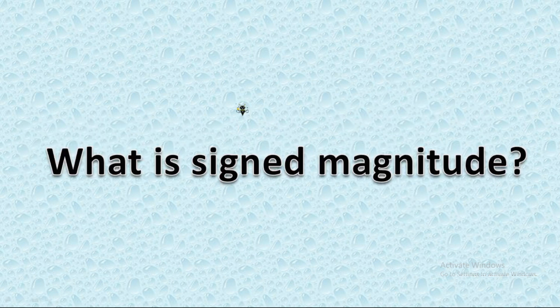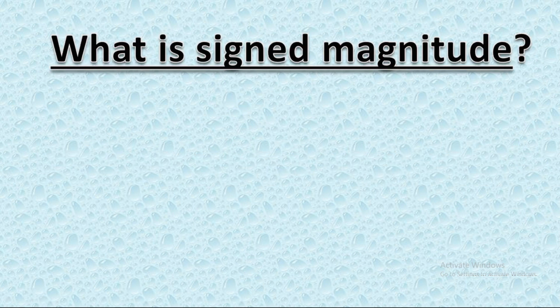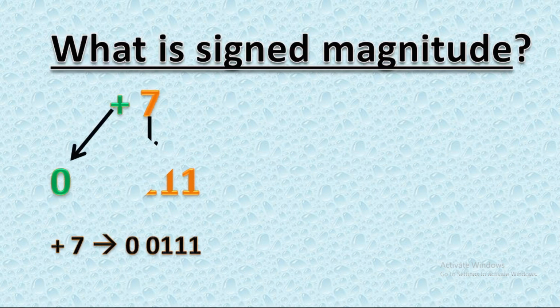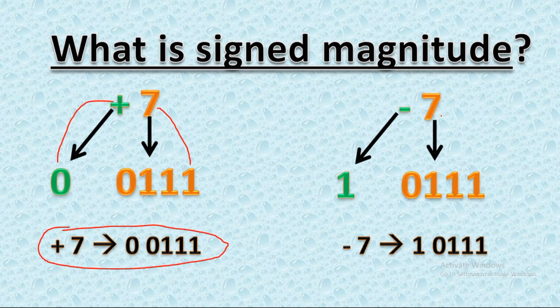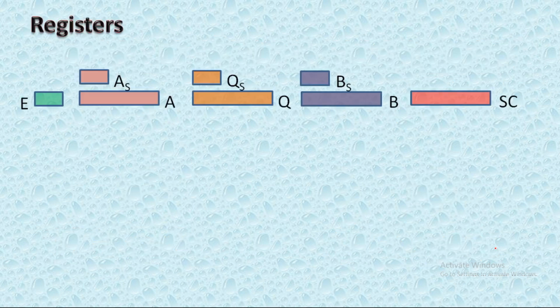First of all, what is sign magnitude? See here, consider one example, plus 7. In computer, each and every data is stored in the binary format. So the plus is stored as 0 in binary format, and 7 is stored as 0111. Similarly, take minus 7. For minus, it will take 1, and 7 as it is, 0111. So minus 7 is stored as 10111.